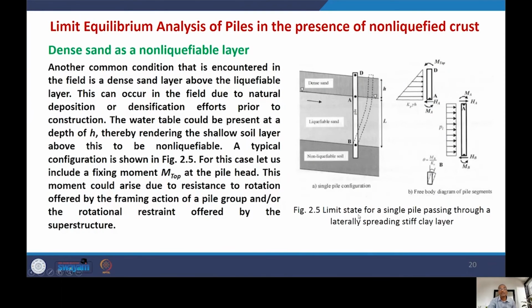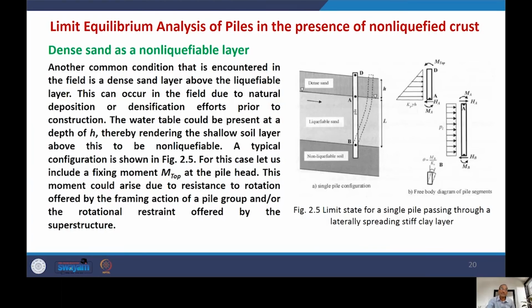Now continuing with this, suppose that instead of a stiff clay layer on the top, you have a dense sand layer. Then what is the scenario here, which is shown in this figure? You have non-liquefiable soil on the top, then liquefiable sand. Another common condition that is encountered in the field is a dense sand layer above the liquefiable layer, and this can occur in the field due to natural deposition or densification efforts prior to the construction. So this may occur because the top layer may get densified.